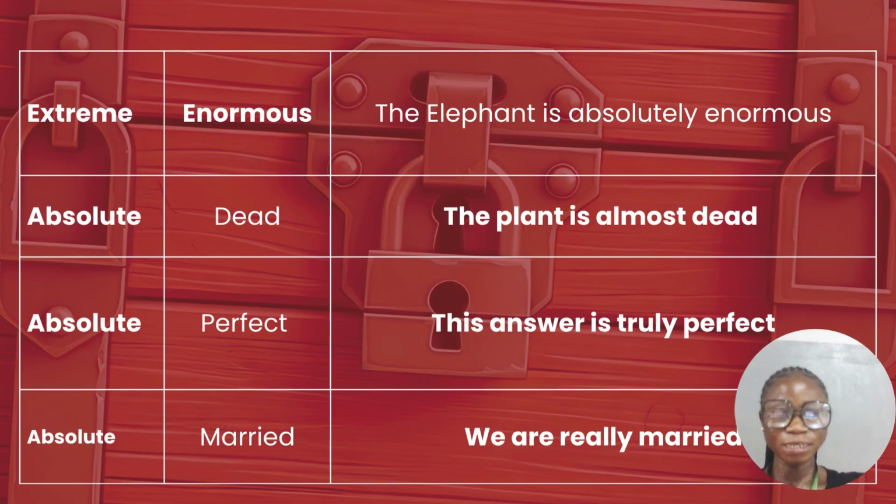Are you getting this? Let's move to the next one, absolute. Look at it: perfect. This answer is truly perfect. We cannot say this answer is very perfect or quite perfect. Are you getting it? So look at the next one, married. We are really married. We can't say we are quite married or we are very married. Are you with me now? That's a good one.